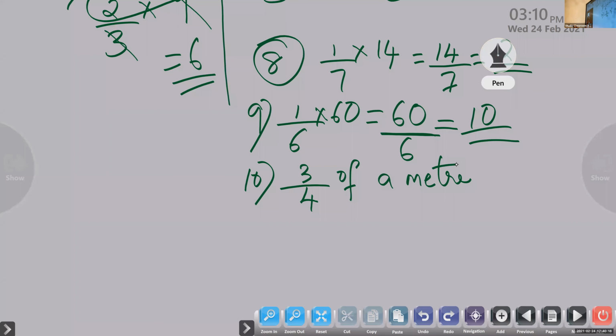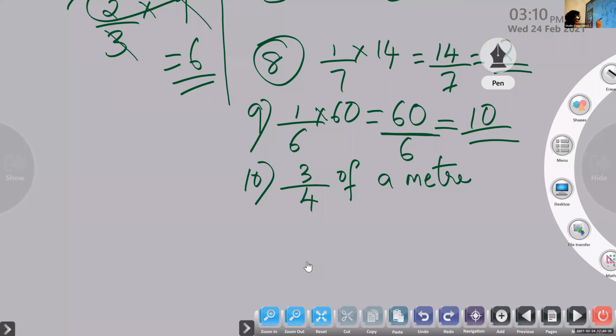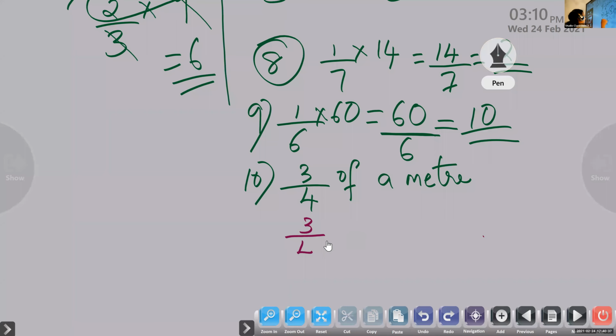Okay, Kashinath, tell me. 1 meter is equal to how many centimeter? Ma'am, I can tell. 100 centimeter. Yes, Kashinath, 3 by 4 instead of multiply. A meter is equal to 100 centimeter. Okay, now 3 into 100 is 300 divided by 4.